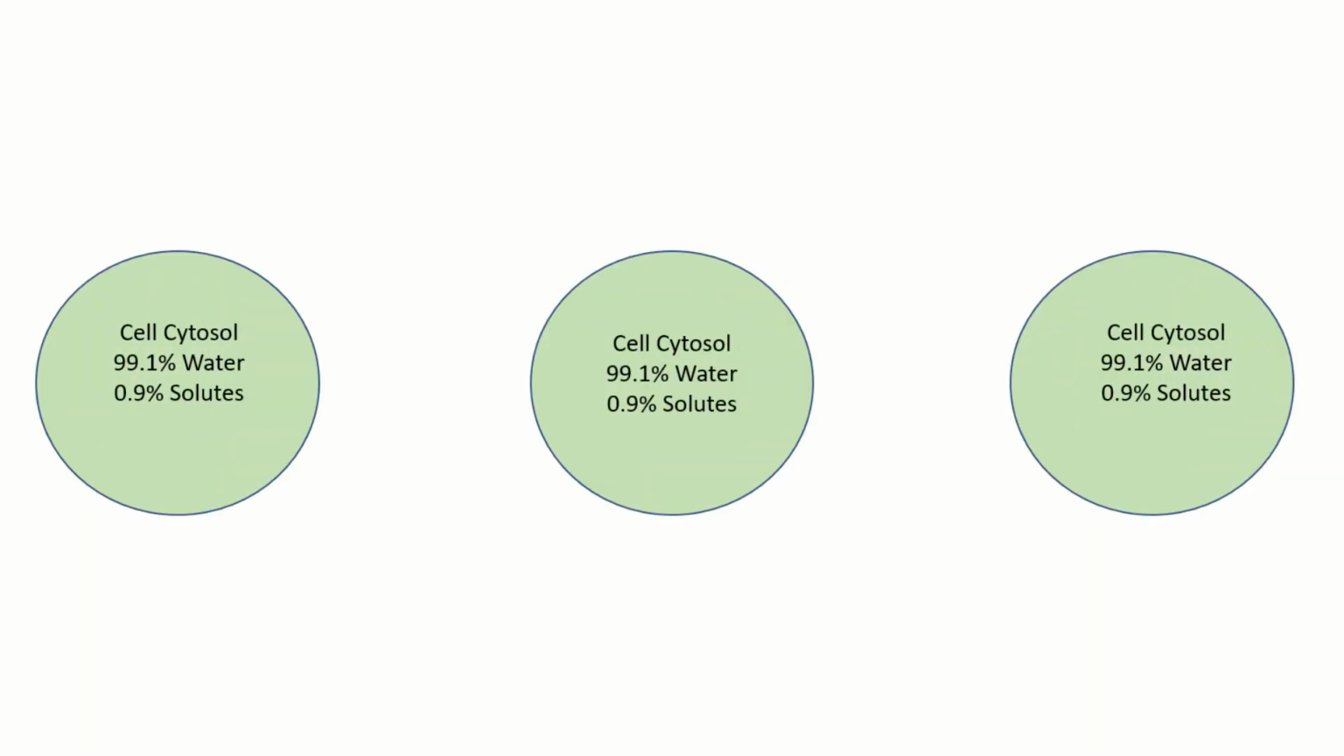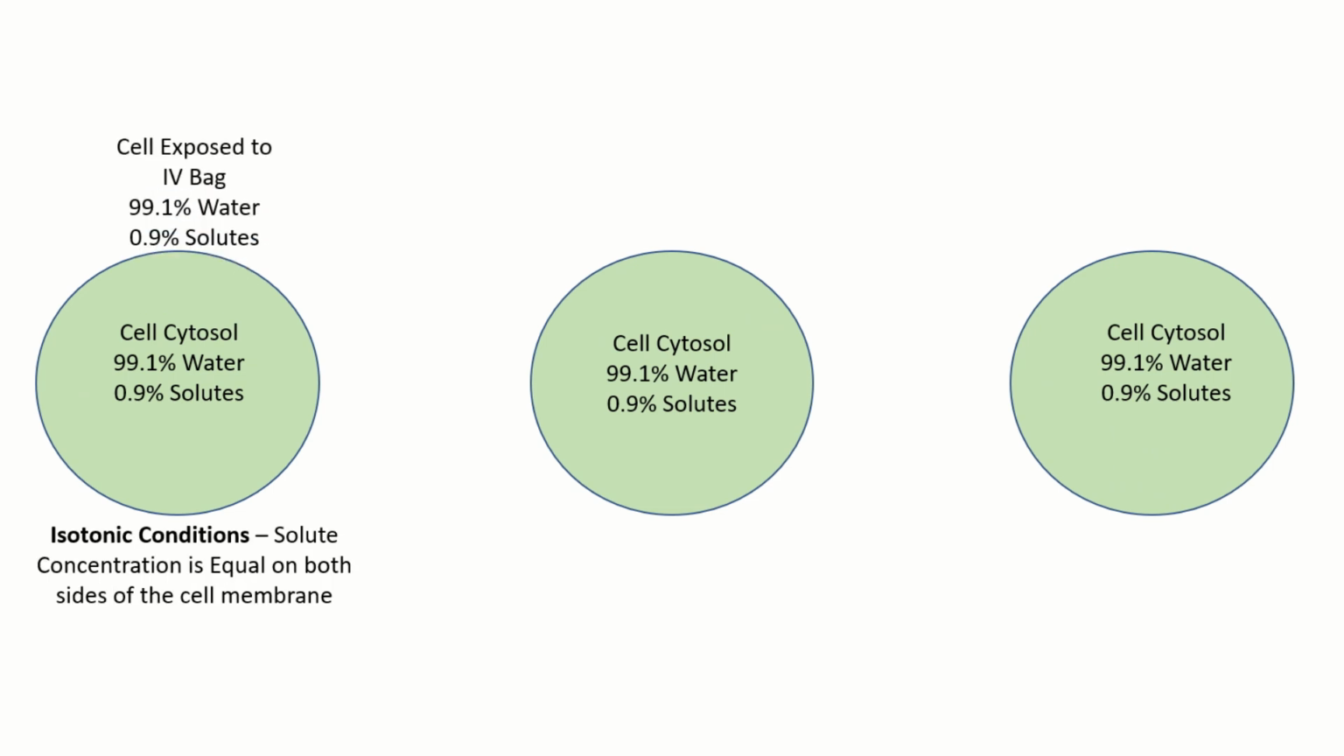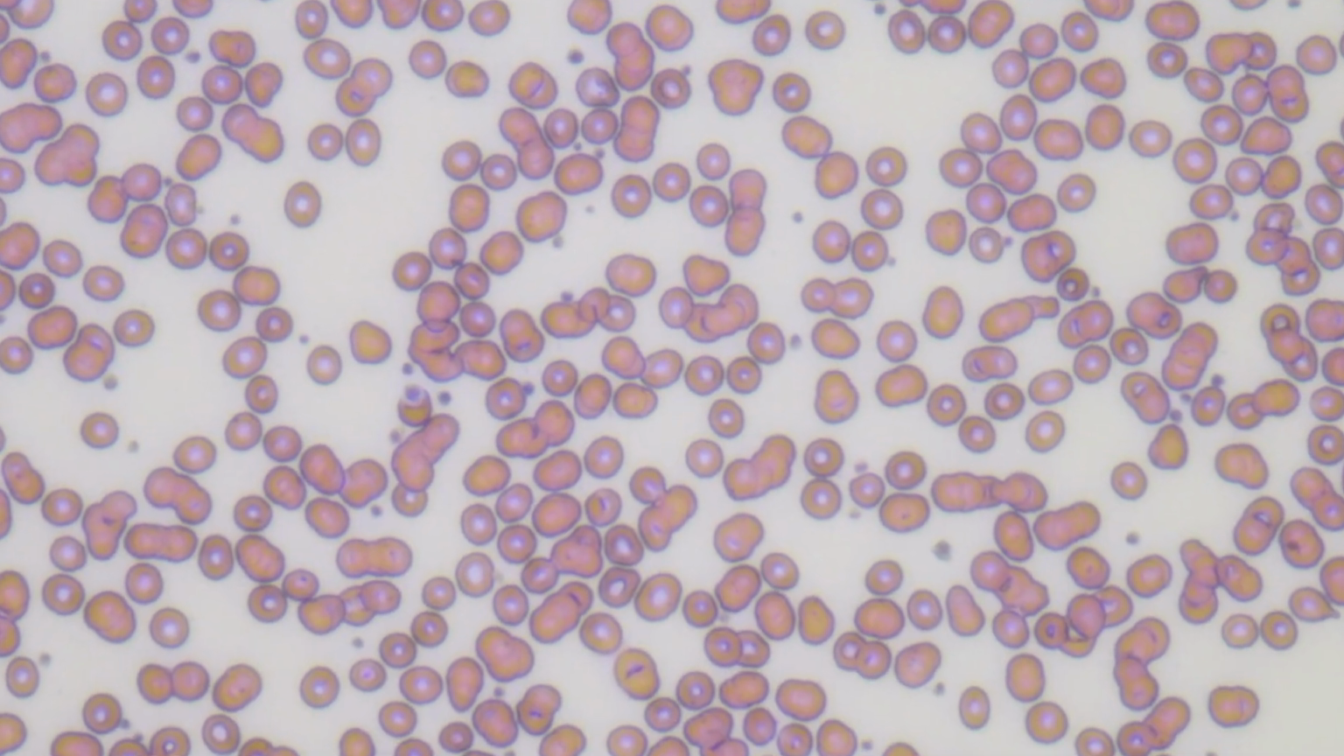Let's assume that each cell's cytoplasm is 99.1% water and 0.9% solutes. And these solutes include things like electrolytes, proteins, waste, organic materials of all sorts. In isotonic solutions, a cell's extracellular fluid solute concentration matches that of the cytosol within the cell. This causes no net change in volume to the cell as water enters and exits the cell at the same rate. Here are human blood cells in saline.